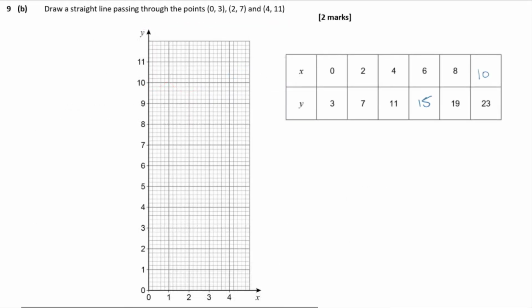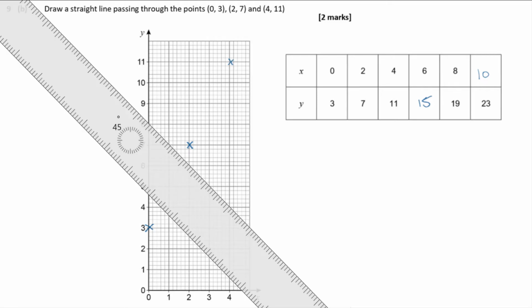So part B says draw a straight line passing through points (0, 3), (2, 7) and (4, 11). So the first 3 points on our table then. So (0, 3): along the corridor, up the stairs, it's that point there. (2, 7) is here. And (4, 11) is there, look.